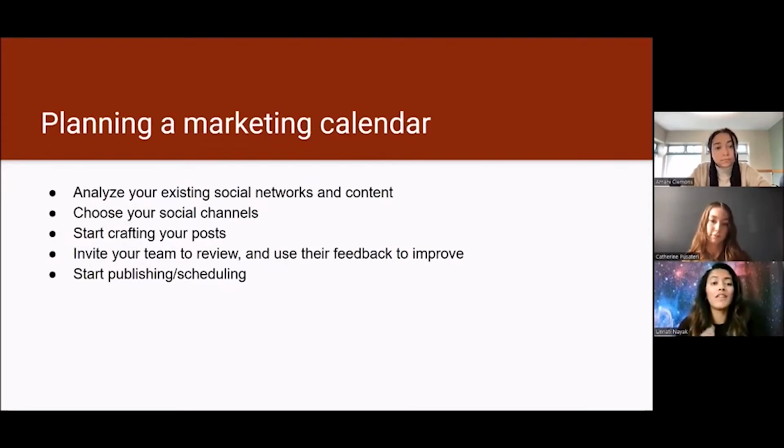The fourth one is to invite your team to review and use their feedback to improve these. Make sure you have someone else take a look at these posts as well to see if you're able to communicate the message that you intend on, and if it's all clear to someone who is seeing this social media post. The last step is to start publishing or scheduling.